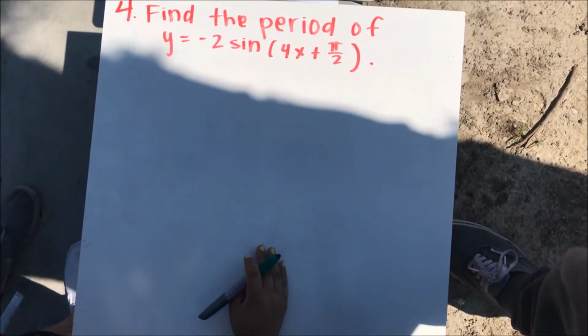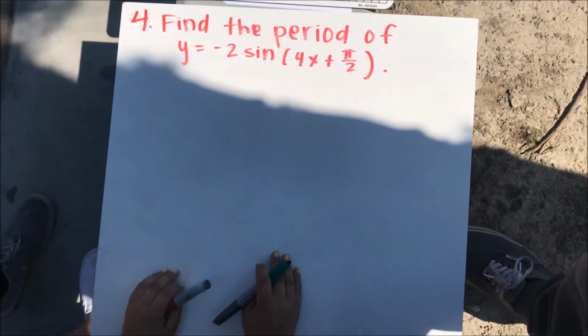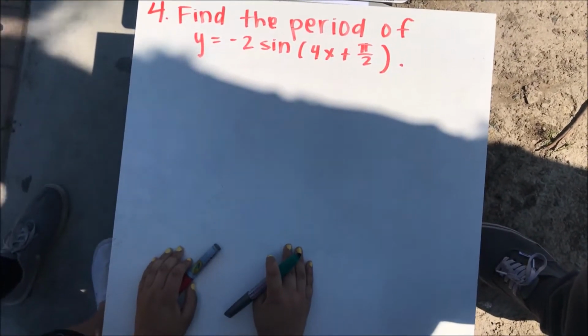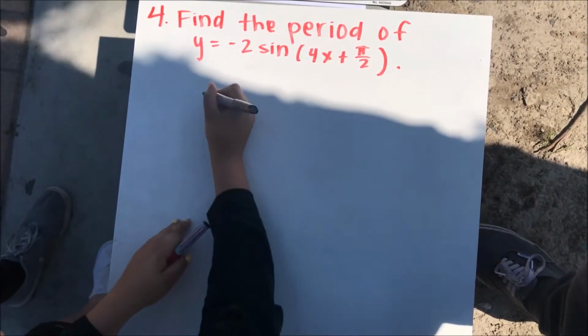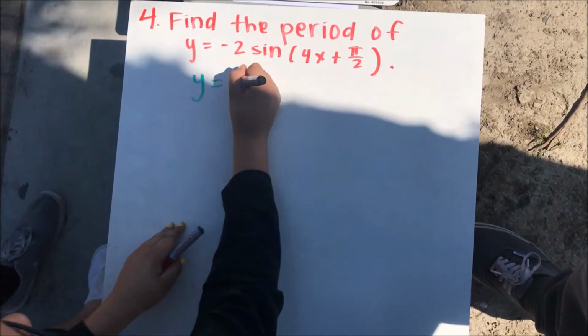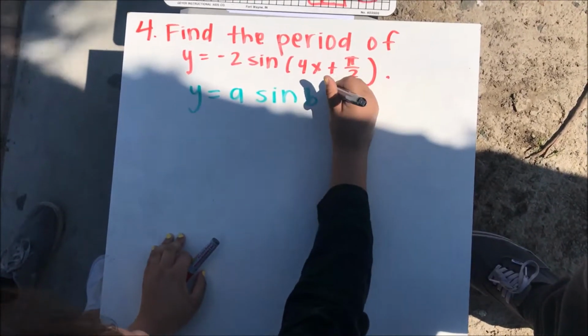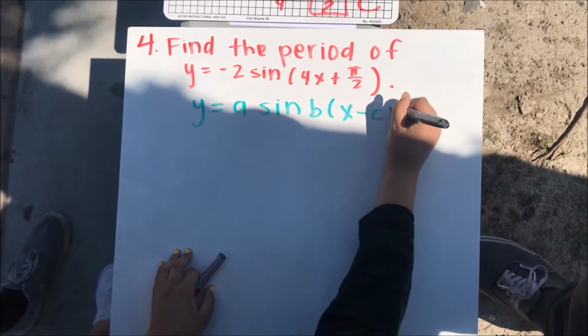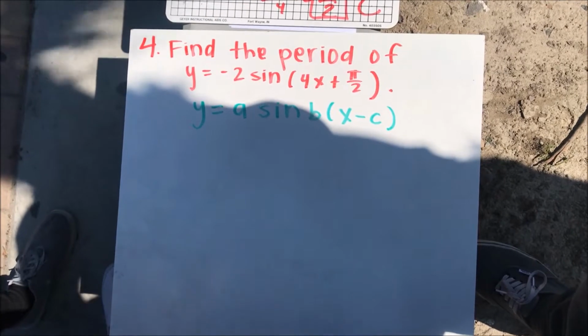Okay, in question 4, we have to find the period of y equals negative 2 sine parentheses 4x plus pi over 2. So what you have to do first is fill out the original problem, which is y equals a sine b parentheses x minus c. Alright, so what we have to do is find the period.